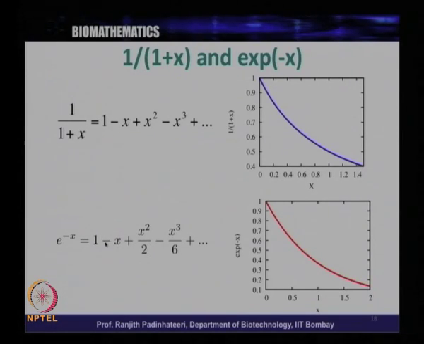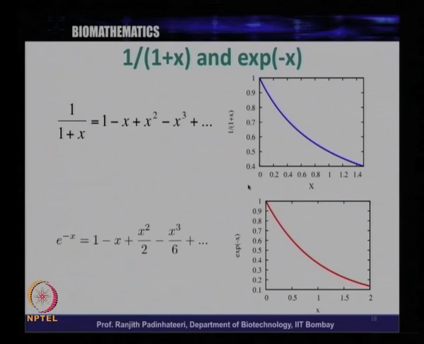We said e power minus x is 1 minus x plus x square minus x square by 2 minus x cube by 6 and so on and so forth. So, these two, if you compare, the only difference is that there are some coefficients in the e power minus x, otherwise they look similar, and their behavior is also similar. Both of them start from 1 and then decrease as we go along x. So, we saw that. These are another set of functions which look very similar.